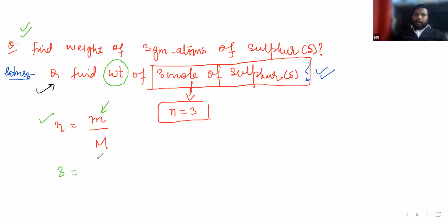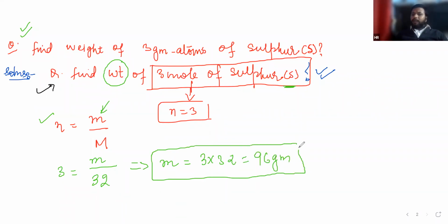We need to calculate mass, and we know the molar mass of sulfur. What is the molar mass of sulfur? 32. So the mass of sulfur is 3 into 32, which is equal to 96, and it will be in gram, because when we are calculating in terms of mole, atomic mass is in gram. Etisham, yes, sir, that's the answer of the second question.